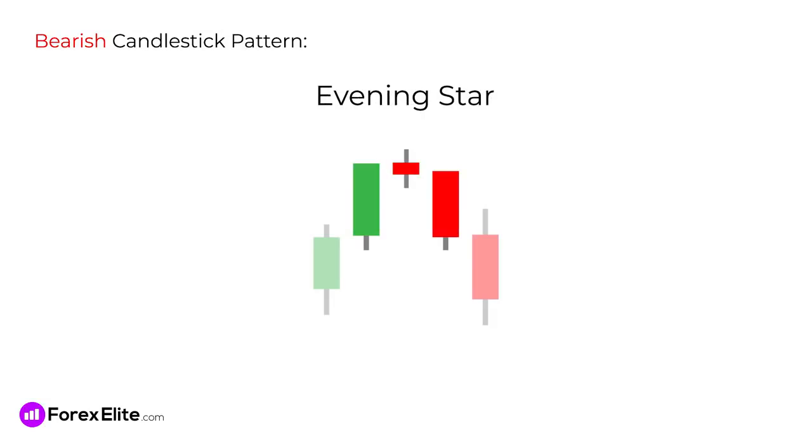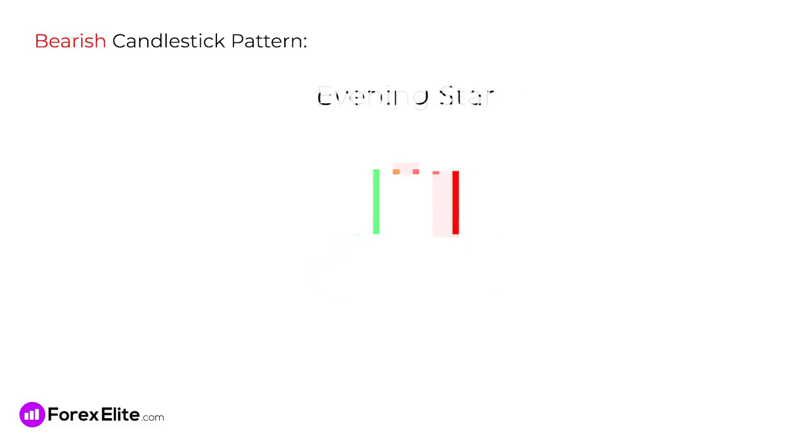Evening star. The evening star pattern is a bearish candlestick pattern. It consists of 3 candlesticks. The first is a large bullish green candlestick, followed by a candlestick with a small body, followed by a large bearish red candlestick. These 3 candlesticks are known as the evening star pattern: large green, small middle, large red.